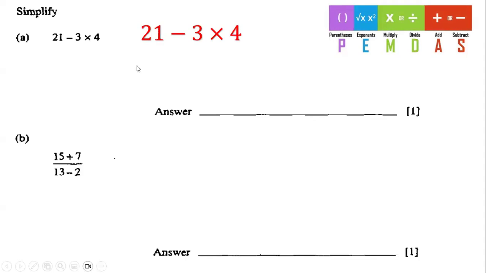Negative 12. So we have 21 minus 12. And that gives us what? 9. Very good. So the answer is 9. All right. Any questions on that?